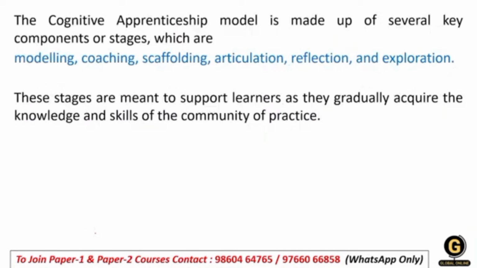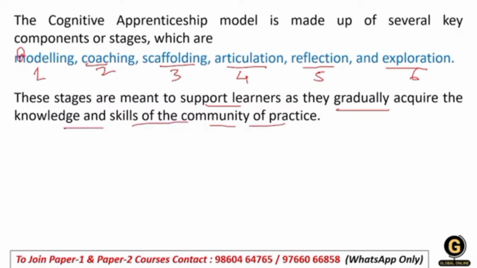The cognitive apprenticeship model is made up of several key components or stages: modeling, coaching, scaffolding, articulation, reflection, and exploration. These are six stages. These stages are meant to support learners as they gradually acquire the knowledge and skills of the community of practice.